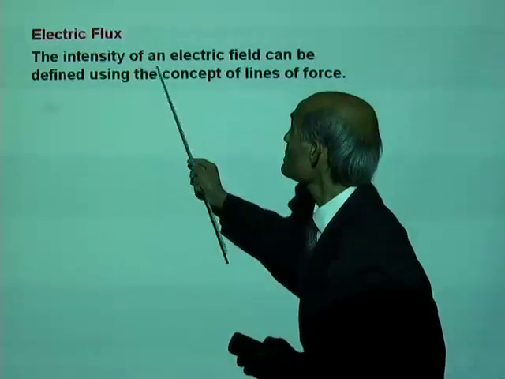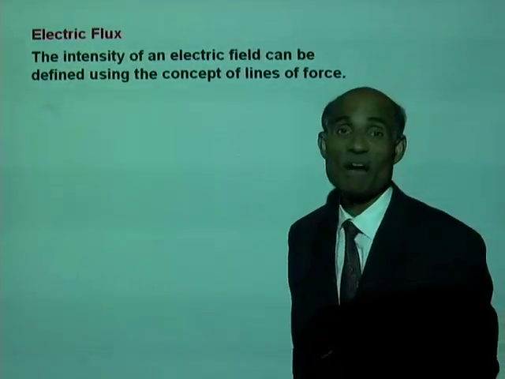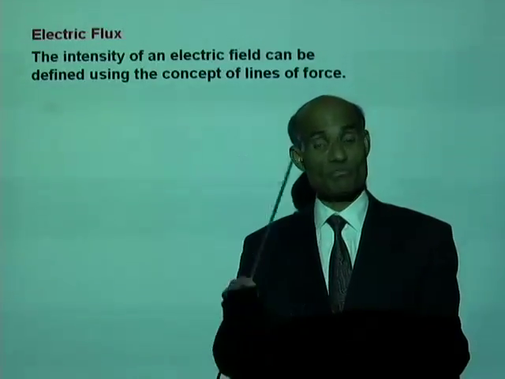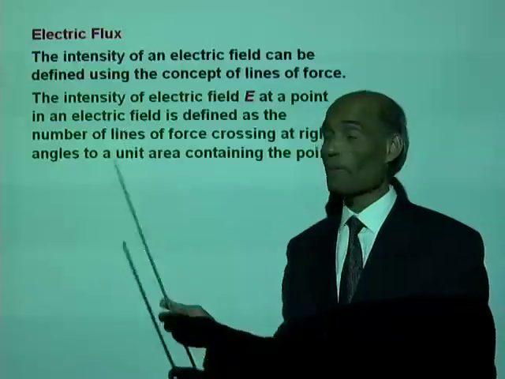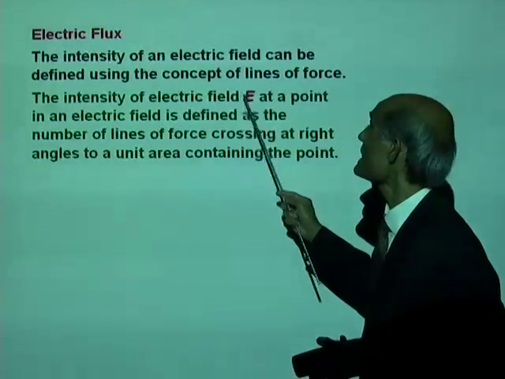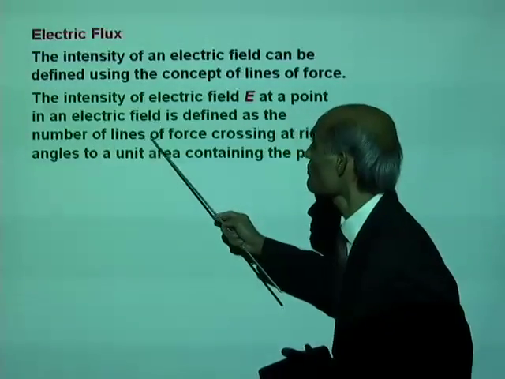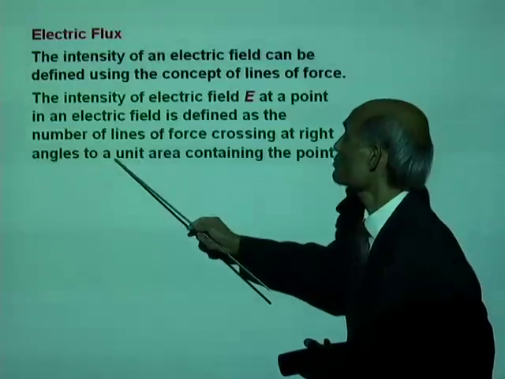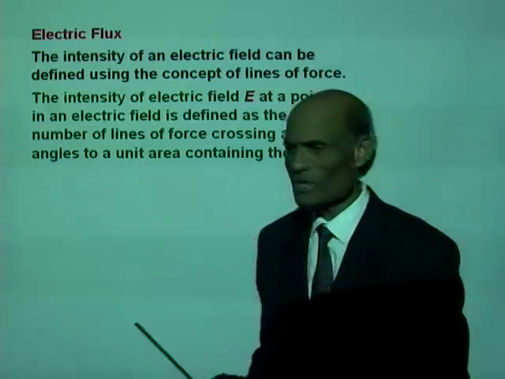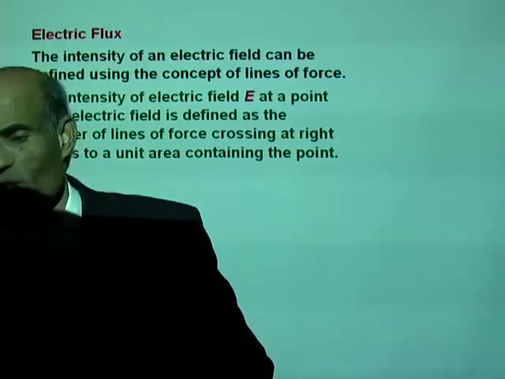Electric flux. What is the meaning of a flux? Flux is really something that flows, is that right? Flows across something. Flux. Alright. The intensity of an electric field can be defined using the concept of lines of force that we have already done. The intensity of electric field E at a point in an electric field is defined as the number of lines of force crossing at right angles to a unit area containing that point.